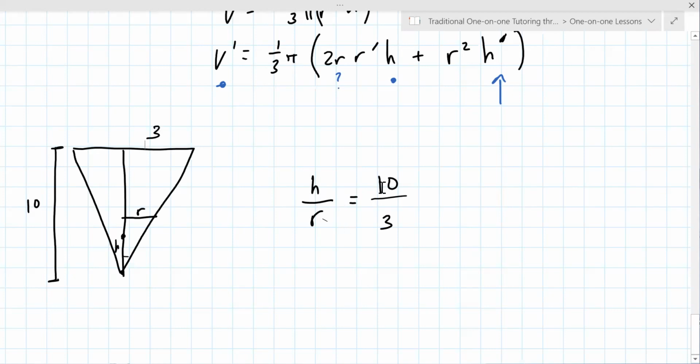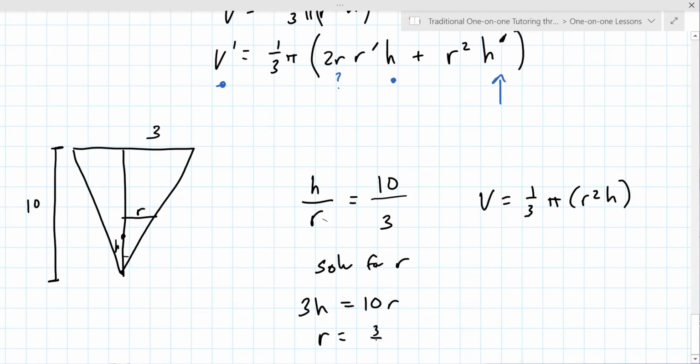variables. So let's go back and look at our volume equation. 1/3 pi r squared h. Are we ultimately interested in r or h? R prime or h, right? So we need to solve for r because that'll get rid of the r here. If you say r equals something, you're going to square it, multiply times h, and then you've got it. Is that clear? Okay. So to solve this for r, you can rearrange 3h equals 10r, r equals 3 over 10 times h.